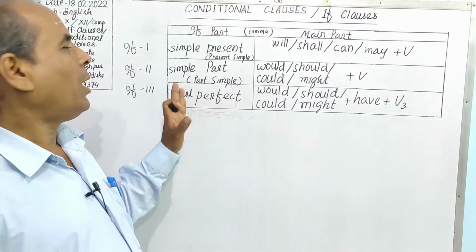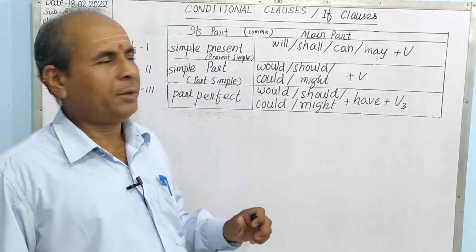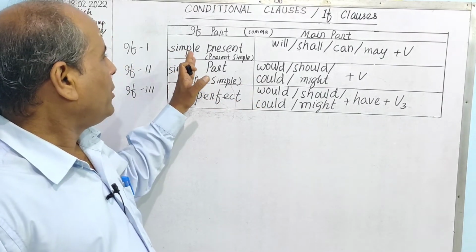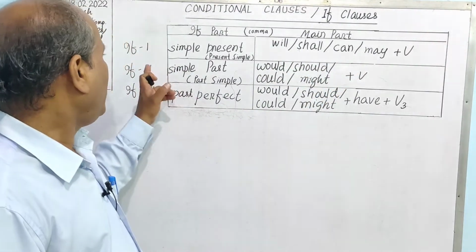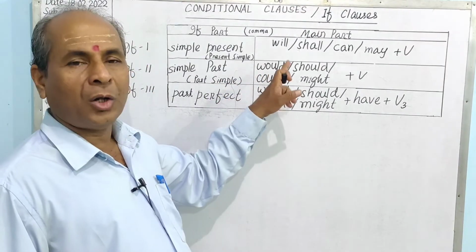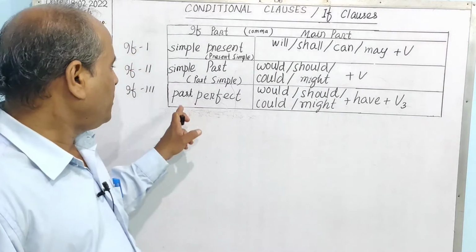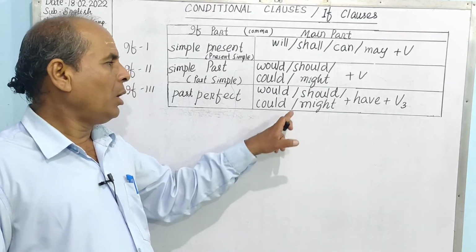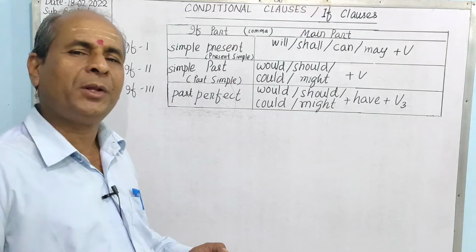When a sentence starts with if, then if part, comma and main part. We saw simple present in if part and will or shall or can or may plus verb in the main part. First is if 1. If 2: simple past or past simple in if part, then comma, would or should or could or might plus verb in the main part. If 3: past perfect in if part, comma, then would or should or could or might plus verb plus V3, means past participle, in the main part.